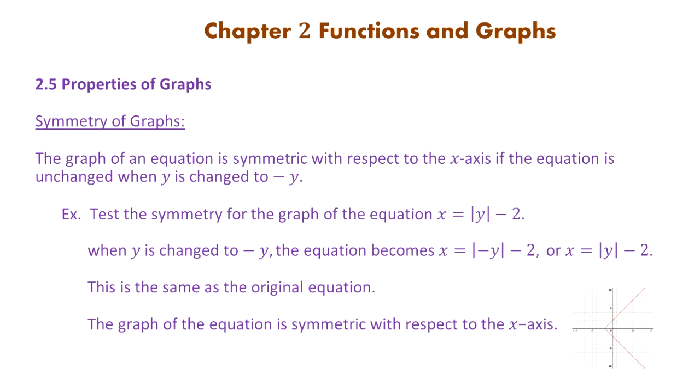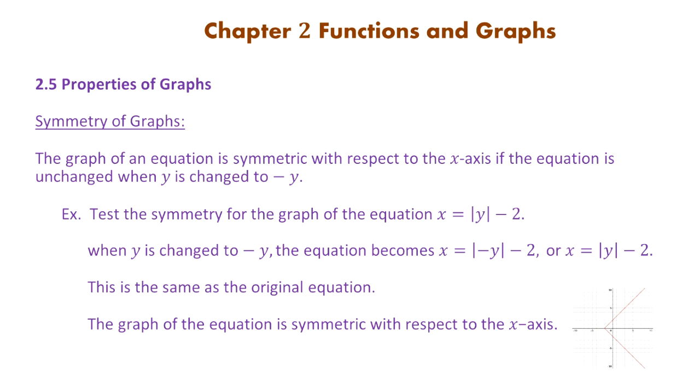Remember, we have relations that are not functions. The graph of an equation can be symmetric with respect to the x-axis, the y-axis, or the origin. We're going to discuss those three kinds of symmetries here. The graph of an equation is symmetric with respect to the x-axis if the equation is unchanged when y is changed to negative y. So how do you know a graph is symmetric with respect to the x-axis?